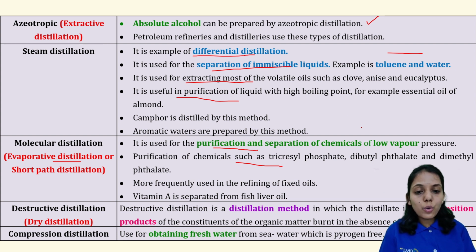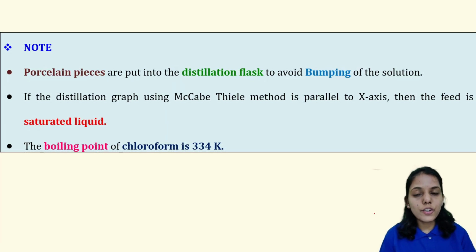Destructive distillation is a distillation method in which the distillate is the decomposition products of the constituents of organic matter burnt in the absence of air. To remove these kinds of materials, destructive distillation is used. Next is compression distillation, used for obtaining fresh water from seawater which is pyrogen free. So that is compression distillation.